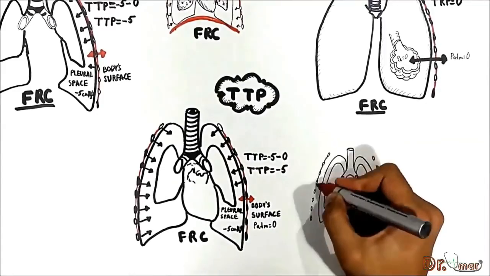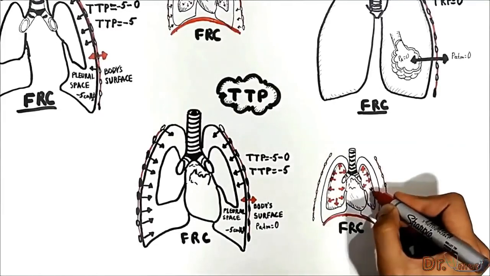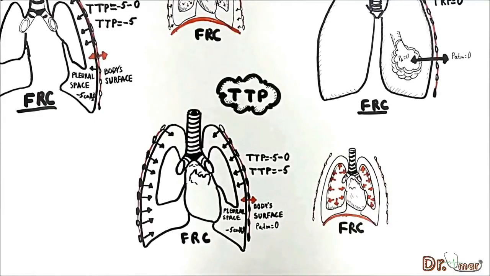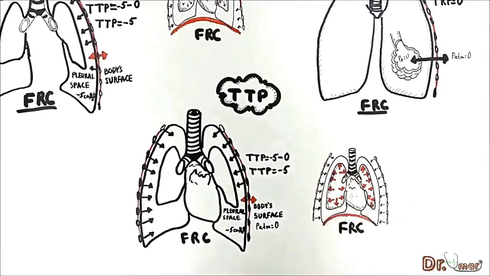To sum it up, you have to note that at FRC the lung is distended by the positive transpulmonary pressure, whereas at the same time the chest is slightly deflated because of the negative transthoracic pressure. Both forces are equal, so at FRC there is no distending or collapsing force. This is very important to know.